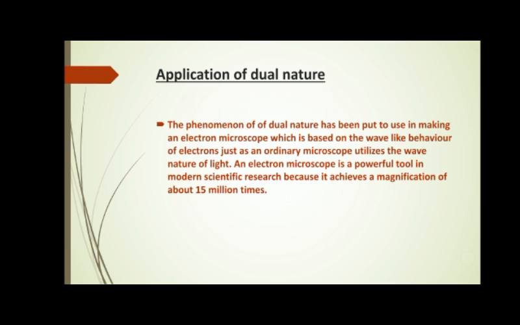Application of dual nature. The phenomenon of dual nature has been put to use in making an electron microscope, which is based on the wave-like behavior of electrons, just as an ordinary microscope utilizes the wave nature of light. An electron microscope is a powerful tool in modern scientific research because it achieves a magnification of about 15 million times.